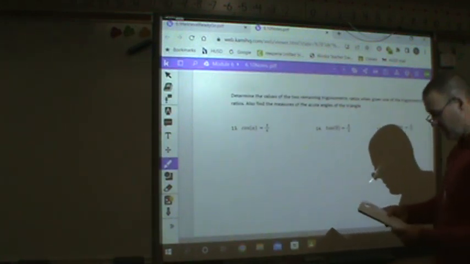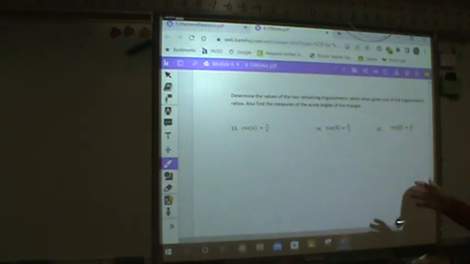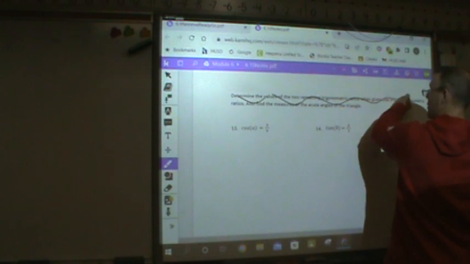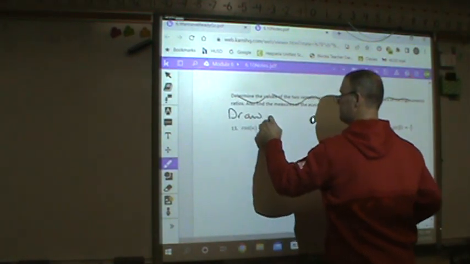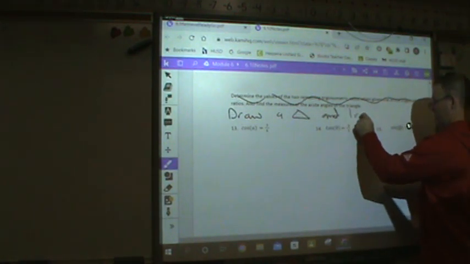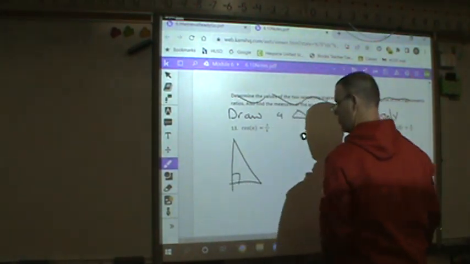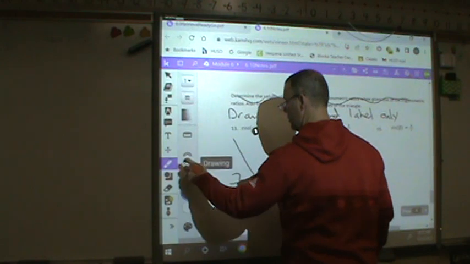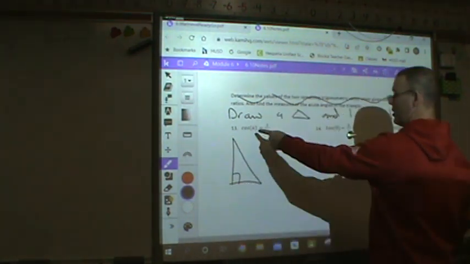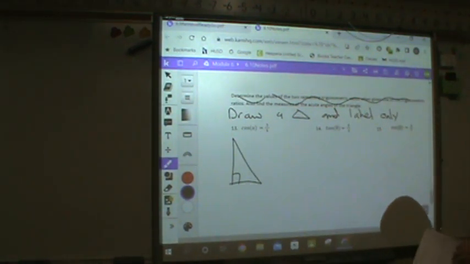And then in 13 through 15, you need to draw a triangle and label it. It says determine the values of the 2 remaining trig ratios, blah, blah. No, I don't care about that. Okay? I don't care about that. I want you to draw a triangle and label it only. So draw this. You're going to draw a triangle, right triangle, right? And you're going to go ahead and label that right triangle according to this trig function. So you think about how you're going to do that. Draw and label it, all right? That's all you need to do, and that's it.